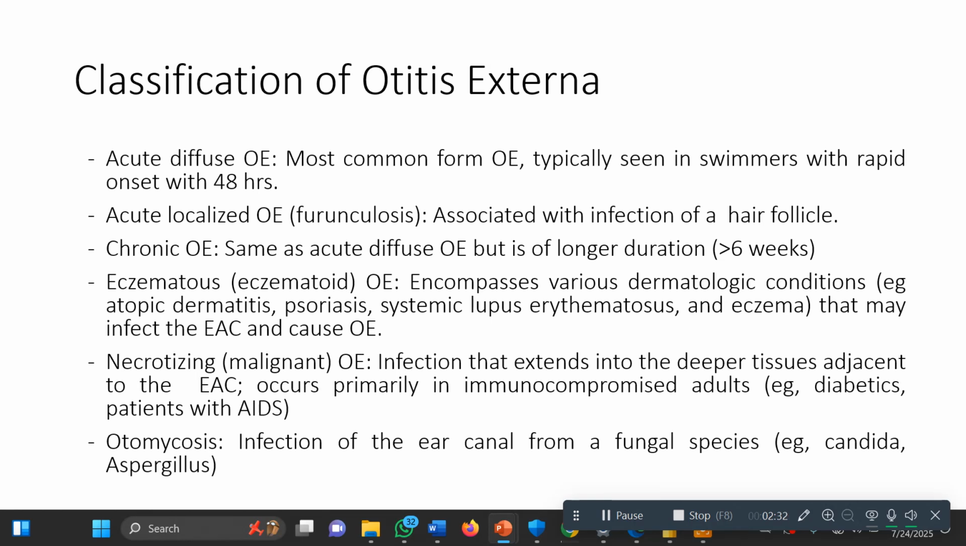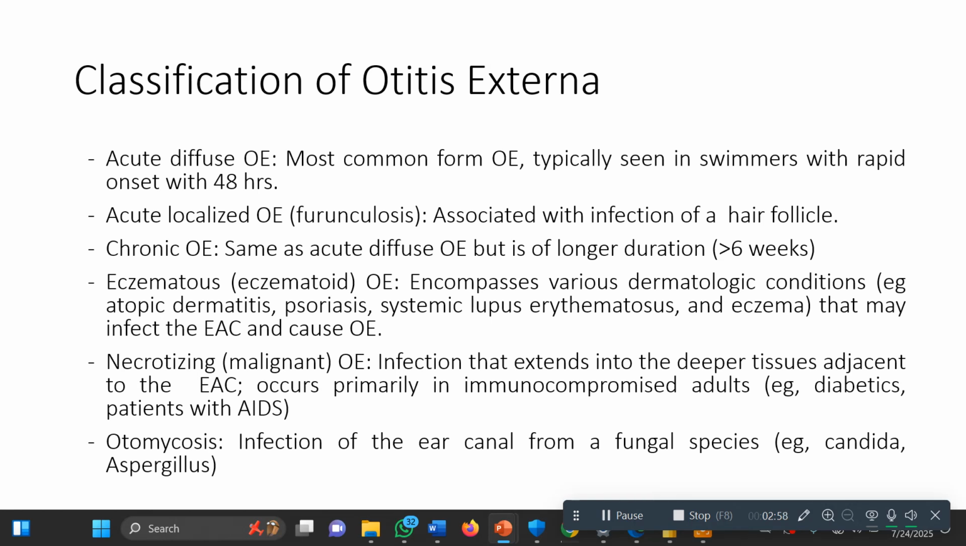Otitis externa can be classified into acute diffuse otitis externa, acute localized otitis externa, and chronic otitis externa. It can also be classified into eczematous otitis externa, necrotizing otitis externa, and otomycosis.